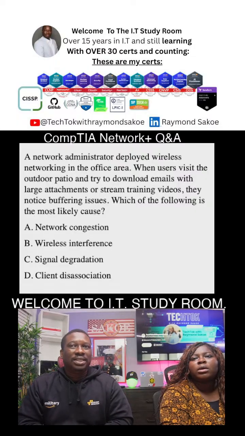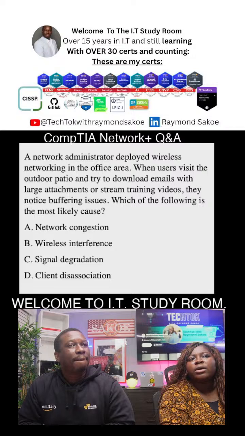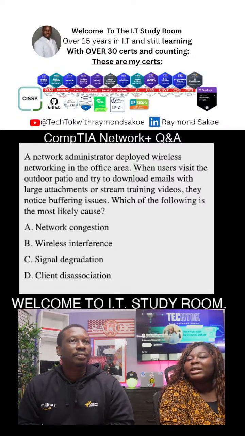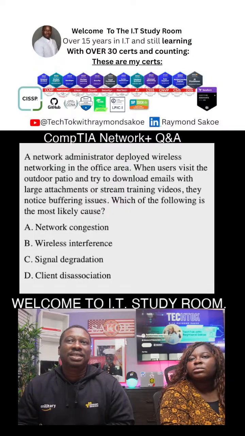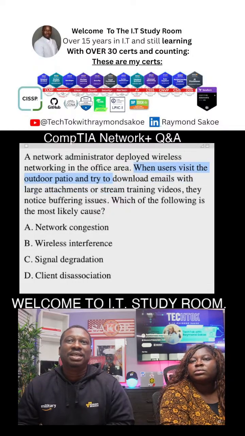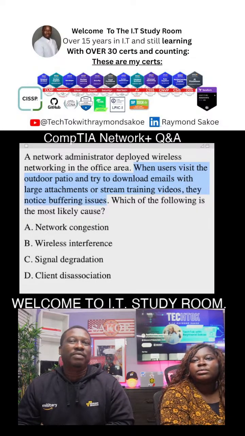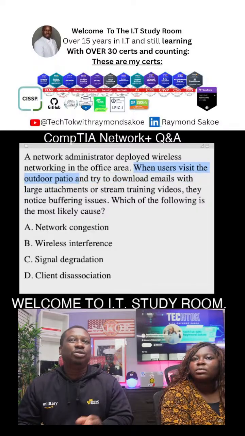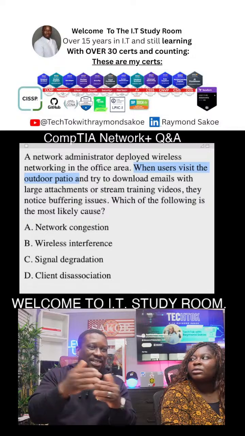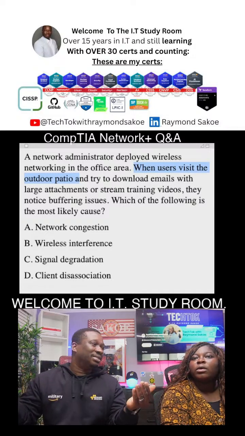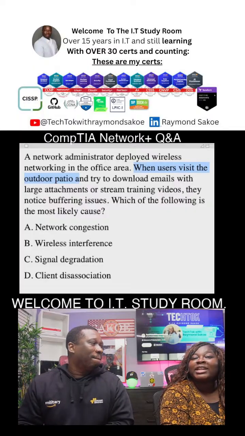Client disassociation, right? Before you get to that, Carlos is asking why it is not wireless interference. Because the scenario says that when the user visits the outdoor patio and tries to download email with large attachments or stream training videos, they notice buffering. As I said, it's a vague question. However, since they said the user visits the outdoor patio, they are insinuating that the user is further away from the wireless. So you're supposed to know that when they say outdoor patio.